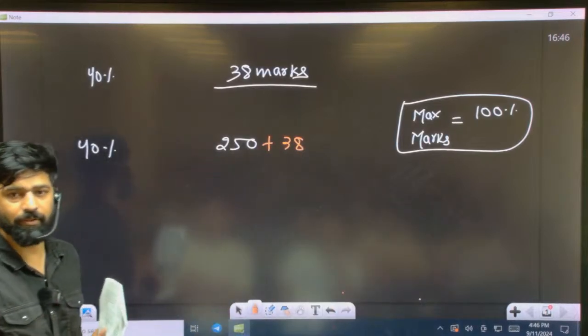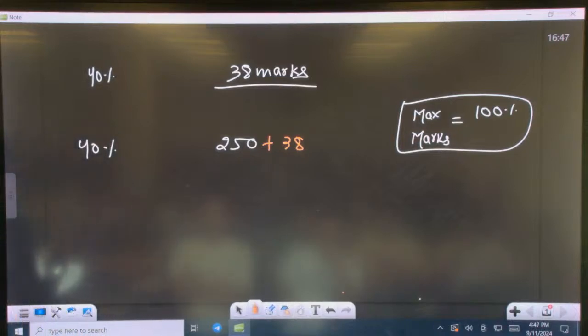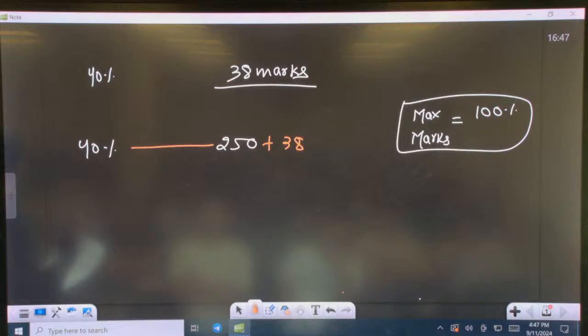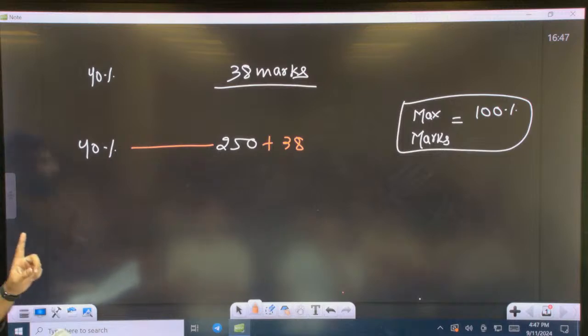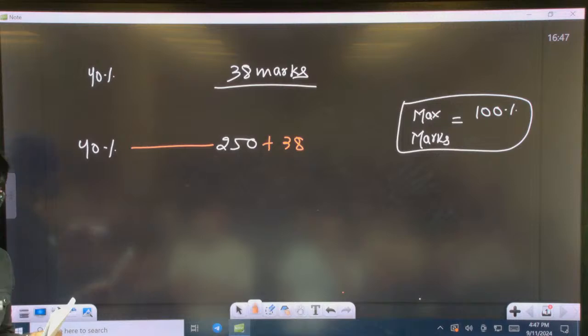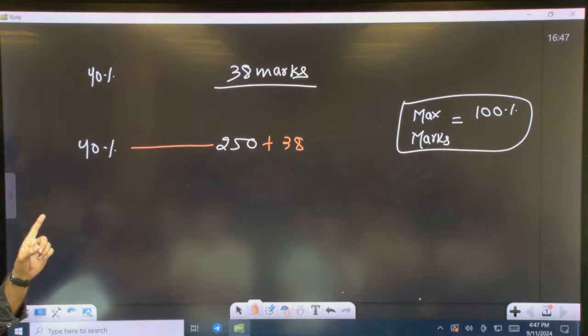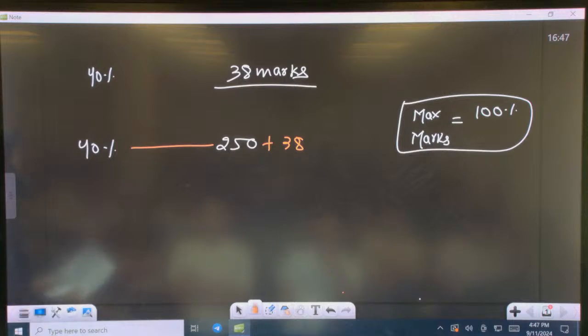Now the student is passed, and the passing marks are 40%. So I can say the 40% value is 250 plus 38. From here we can easily find out the value of 100%, and that 100% is your answer because that 100% is the maximum marks. The student failed by 38 marks, we have given him the 38 marks and now the student is passed, and 40% is the passing marks.